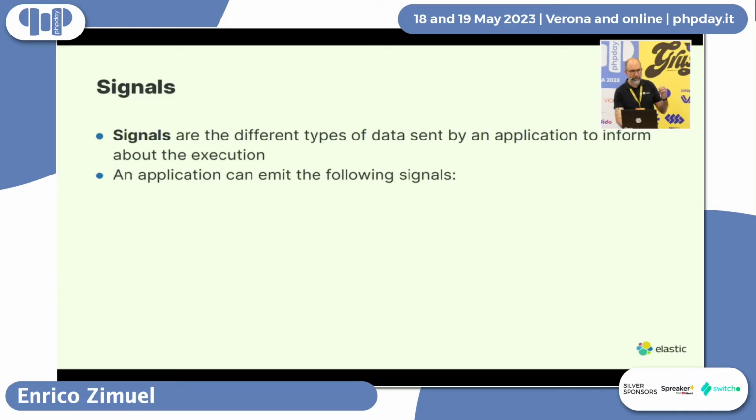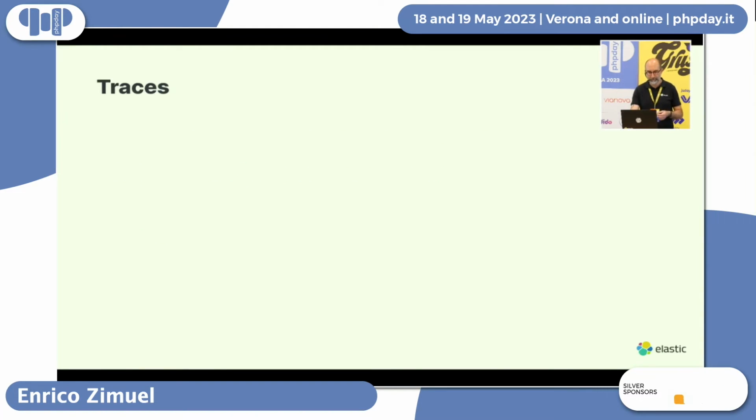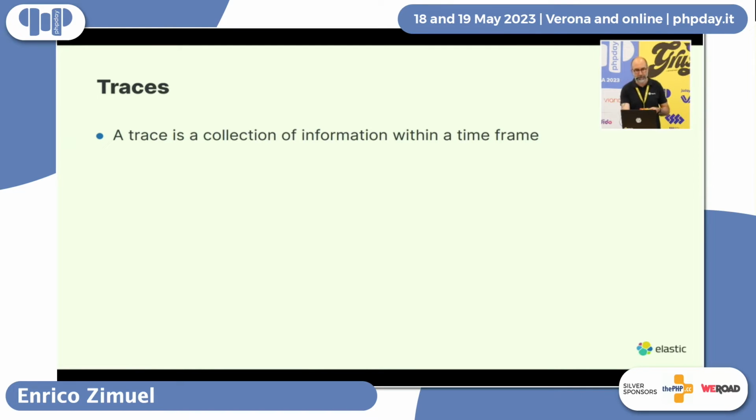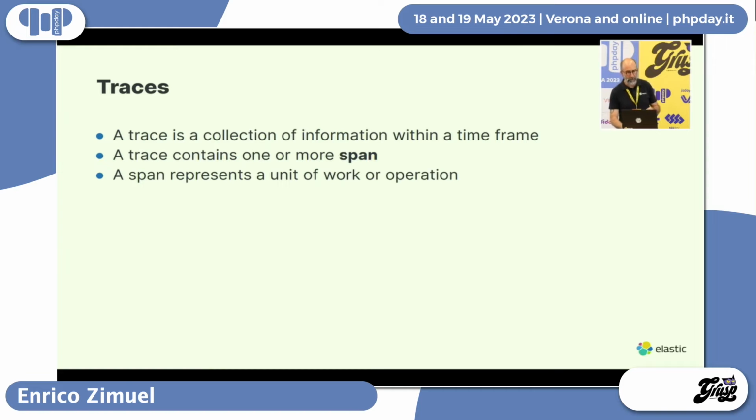I said that it's important that an application sends some signal, some information about its running. And these, again, are traces, metrics, and logs. What is a trace? A trace is a collection of information within a time frame. A trace can contain one or more spans. You can think of a trace as a set of spans. A span represents a unit of work or operation.